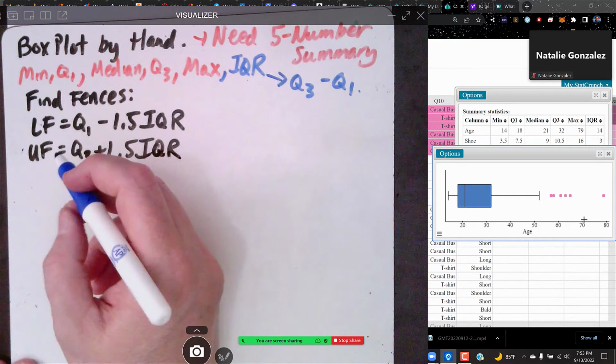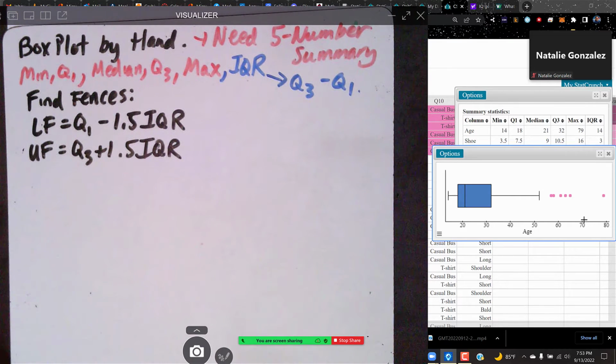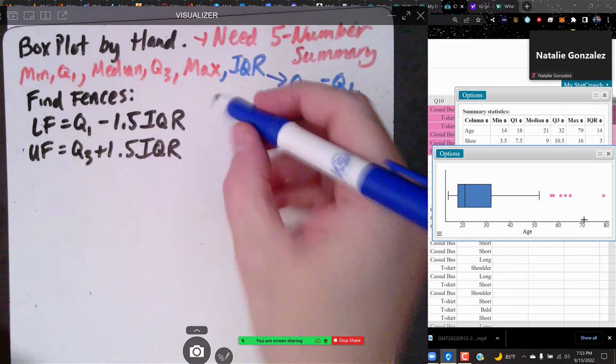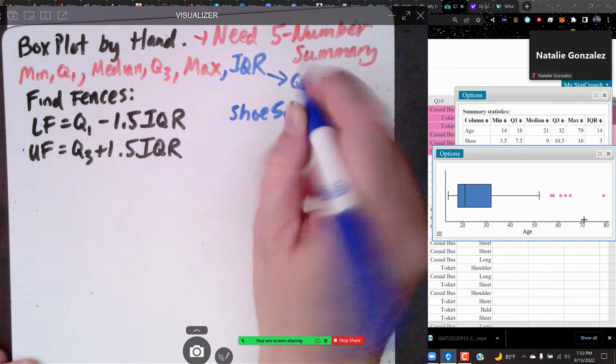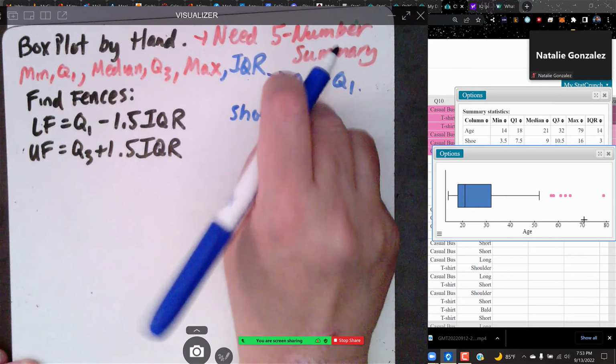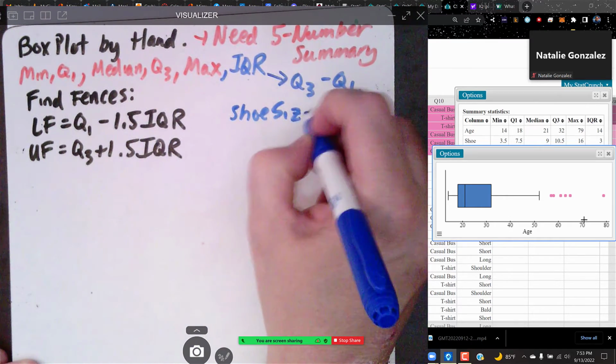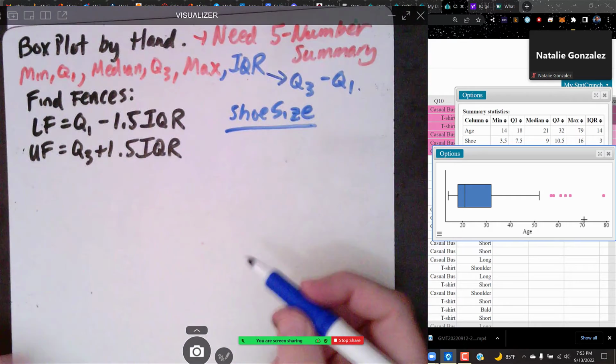No, let's do shoe size. You already know what the graph looks like for age. Let's do shoe size. We'll make the box plot afterwards. Let's see how well our box plot that we graph by hand matches what we have.